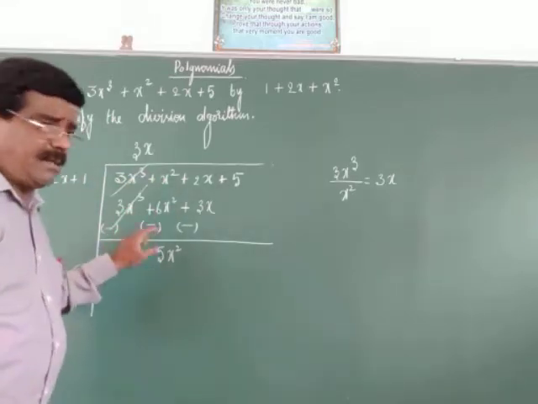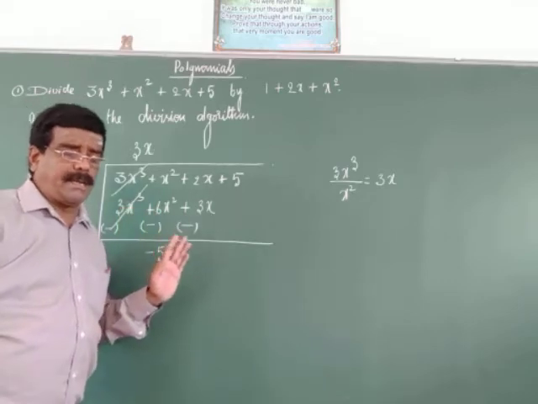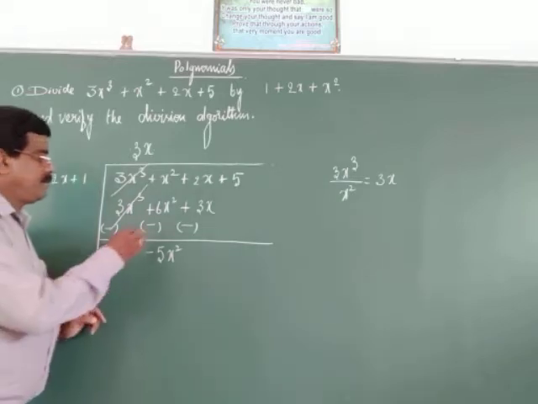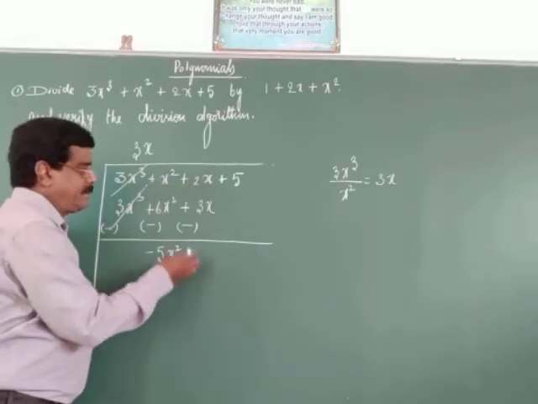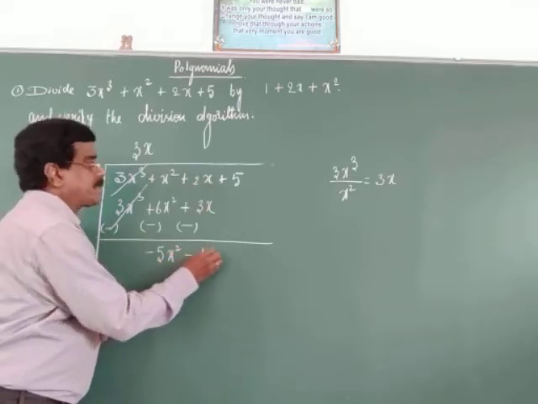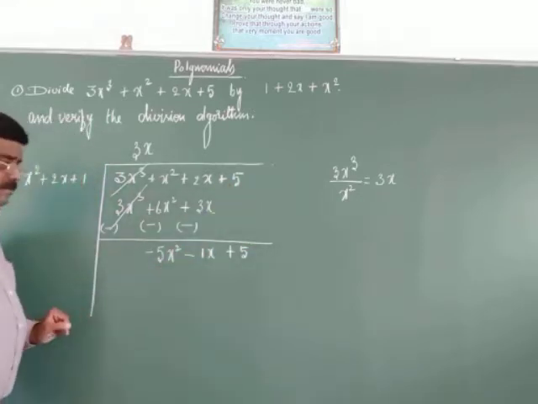So different signs, minus and plus. With different signs, you have to subtract one from the other and keep the sign of the bigger number. That is the procedure of subtracting. That is, minus 6 plus 1 means minus 5x square. Similarly here children, minus 3 plus 2 means minus 1x. This plus 5, bring down as it is.